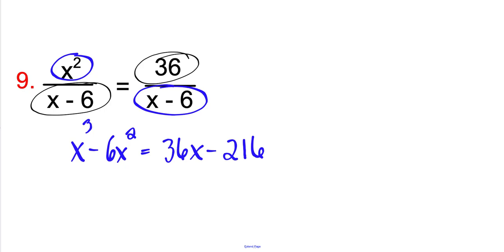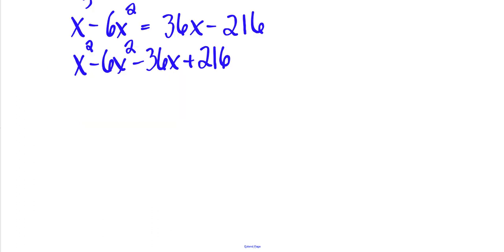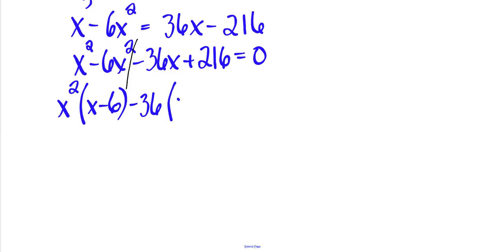And so we got a cube. Well, that'll complicate it a little bit, but we're going to try to put everything on the same side and factor just like we did on the last one. So move the 36x over, move the 216 over, and I'm guessing that we might be able to factor this by grouping. So split it, take an x squared out of the front, x minus 6, and we're going to take a negative 36 out of the back, and we'll get x minus 6 again. So this is just factored by grouping.